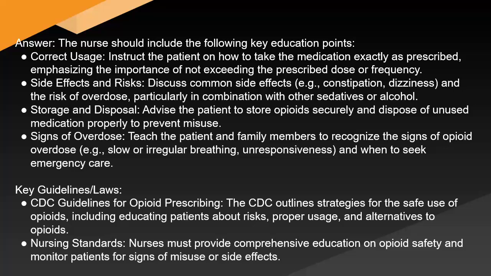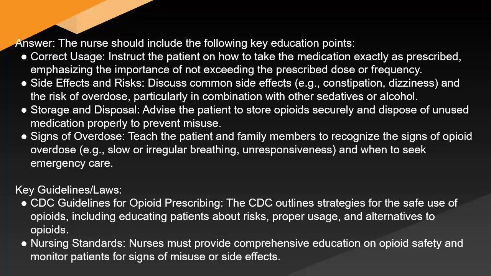Side effects and risks. Discuss common side effects, e.g. constipation, dizziness, and the risk of overdose, particularly in combination with other sedatives or alcohol. Storage and disposal. Advise the patient to store opioids securely and dispose of unused medication properly to prevent misuse. Signs of overdose. Teach the patient and family members to recognize the signs of opioid overdose, e.g. slow or irregular breathing, unresponsiveness, and when to seek emergency care.